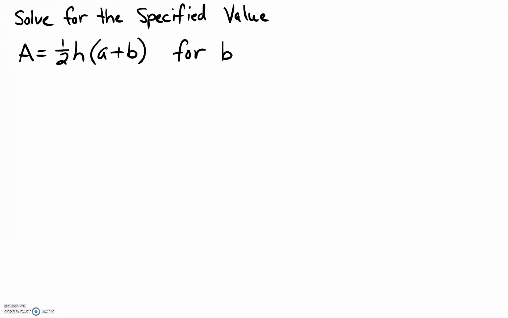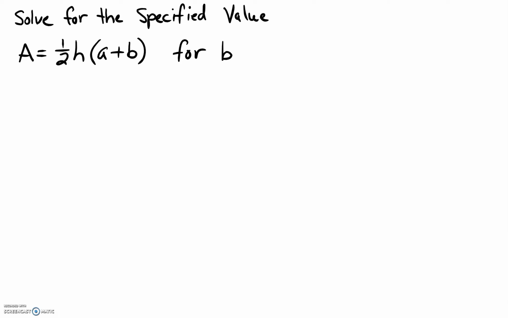In this video, we're going to look at solving an equation for a specified value. And the equation, or formula in this case, is capital A equals 1/2 h multiplied by a plus b, both of those being lowercase. So whenever you're doing problems like this, capital A is completely different than lowercase a. So you want to treat those as separate entities.